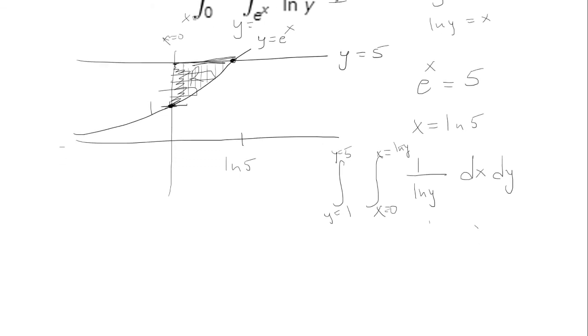Okay, so now we can easily integrate this, because if I integrate 1 over ln of y with respect to x, the 1 over natural log y gets treated as a constant, so I just have the constant times x. So I'll just write it as x over ln of y, and I'm going to plug in from x equals 0 to x equals ln of y, and then I'm going to integrate that from 1 to 5 with respect to y.